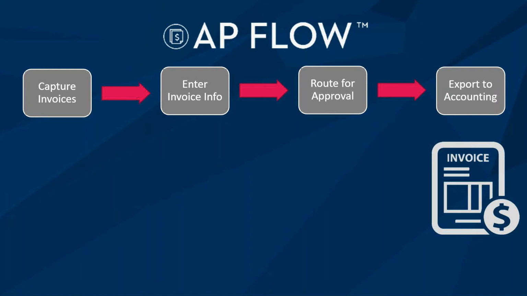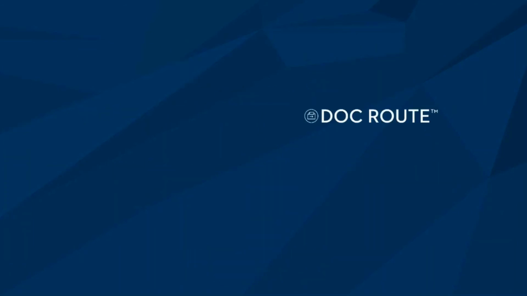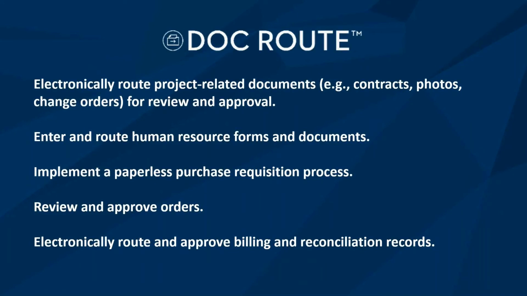And so that's just one piece of the Sage Paperless Construction system. One of the premium features, which is outside of the scope of the demonstration today, will allow you to electronically route your project-based documents as well as human resources forms or other documents.